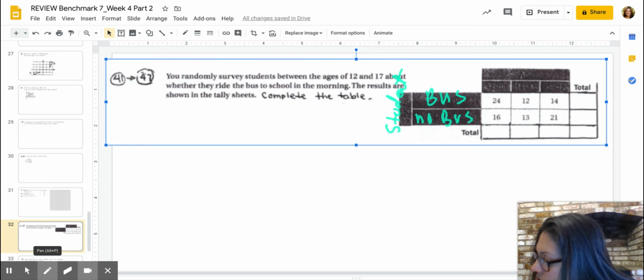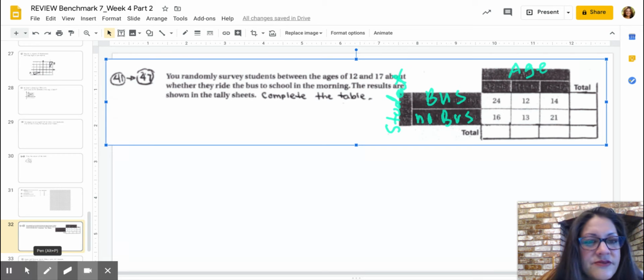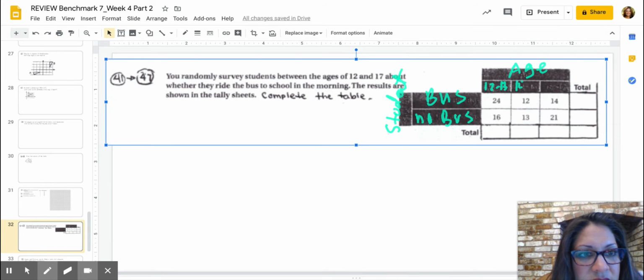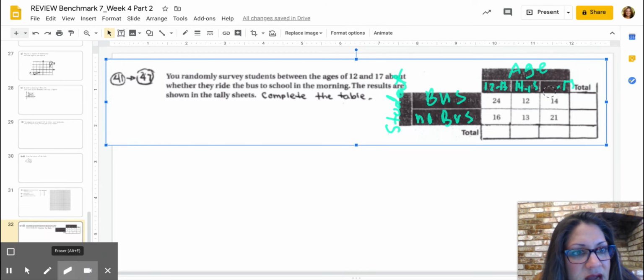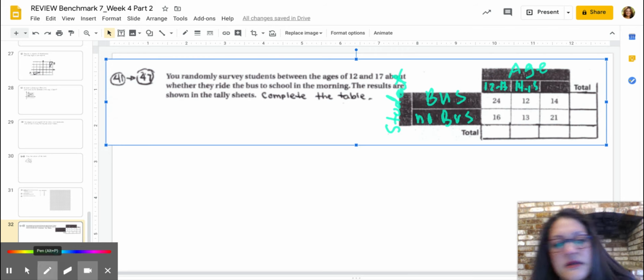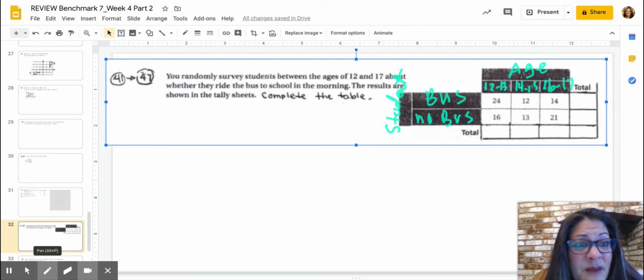Okay, so then at the top, this is age. And so we know that it's surveyed between 12 and 17. Oh, look, we can tell barely: 12 to 13, 14 and 15, and then 16 to 17. All right, we figured it out. Cool. Okay, and we simply want to fill this total out.